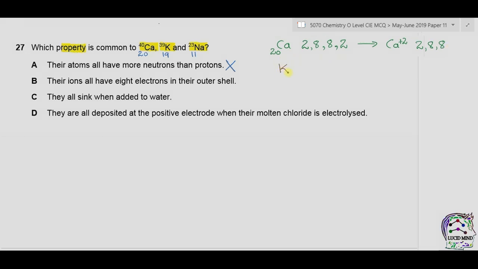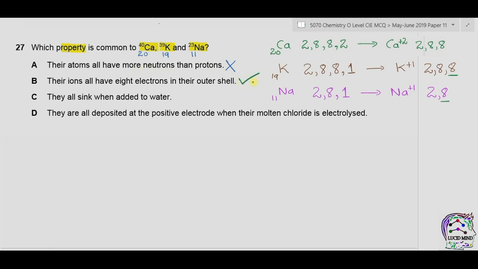Similarly for potassium, we have 2 in the first shell, 8 in the second shell, 8 in the third shell, and 1 in the fourth shell. As it belongs to group 1 of the periodic table, it will lose 1 electron and the electronic configuration left behind will be 2, 8, 8. Similarly for sodium 11, we have 2 electrons in the first shell, 8 in the second shell, and 1 in the third shell. As it belongs to group 1, it will lose 1 electron and the electronic configuration left will be 2, 8. As we can see that 8 electrons are left in the ions of all these 3, statement B is correct.